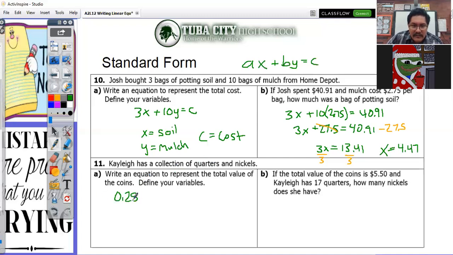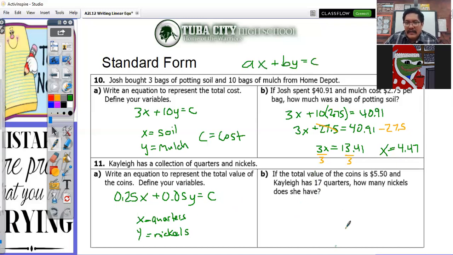So I'm going to put 0.25 because that's how much it's worth. And X is the number of quarters. And that would make Y the number of nickels. Plus, and then for nickels, that would be 0.05 Y equals, we'll just leave it as C for total cost, even though we're not buying anything.